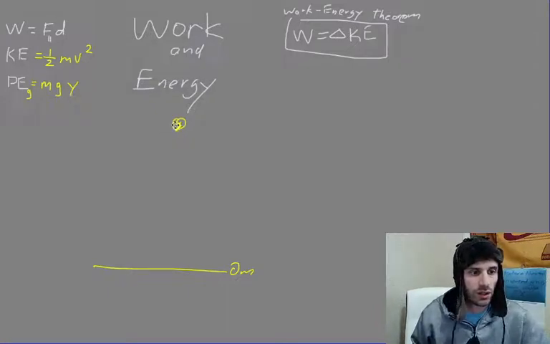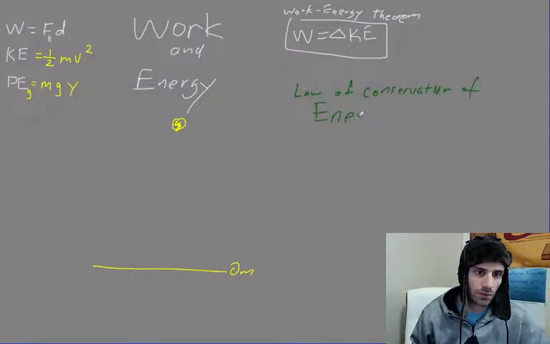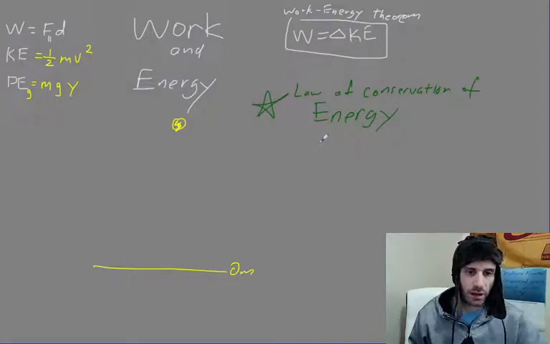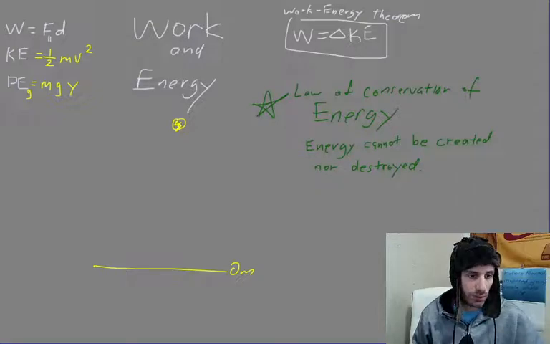So here's what happens. We have something known as the law of conservation of energy. And this is a very important idea, okay? Very, very important idea. So it basically says that energy cannot be created nor destroyed. Okay, I went ahead and wrote that in. So energy cannot be created nor destroyed.